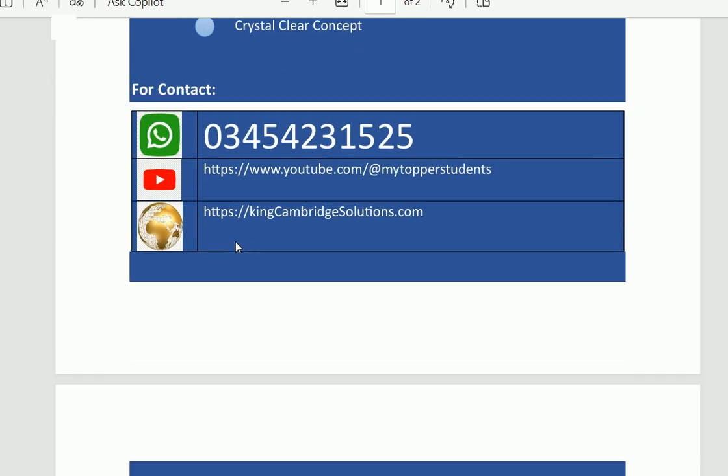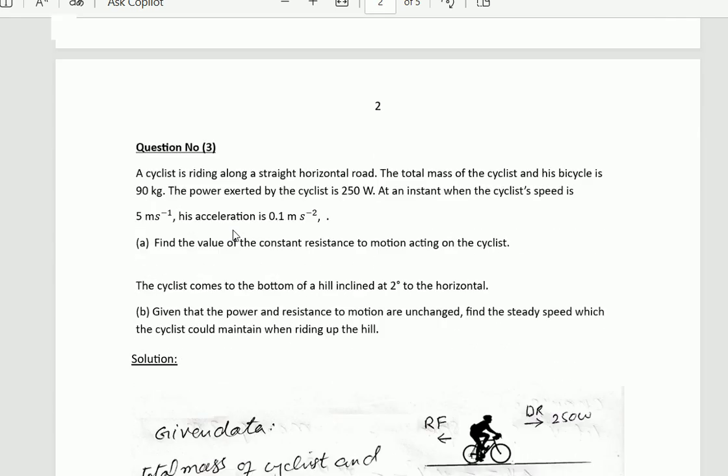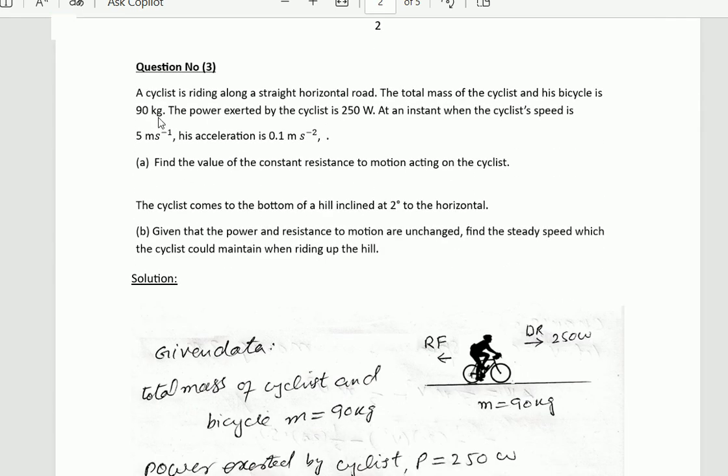As a sample, I shall explain a question of paper 4. As you can see, this is Cambridge International AS and A Level Mathematics 9709, Paper 4, Variant 2, October/November session 2024. Question number 3. Let's start with question number 3 of this session.